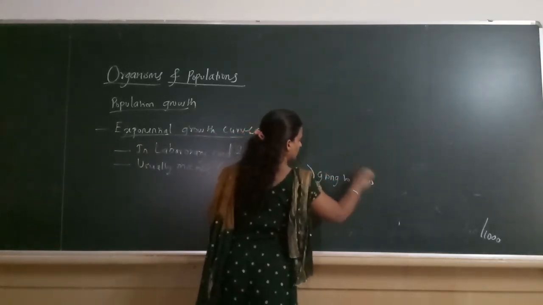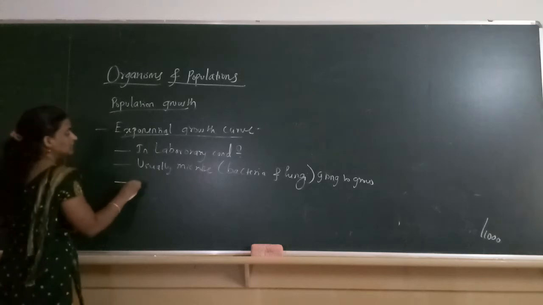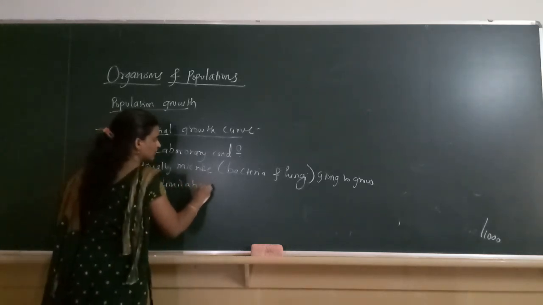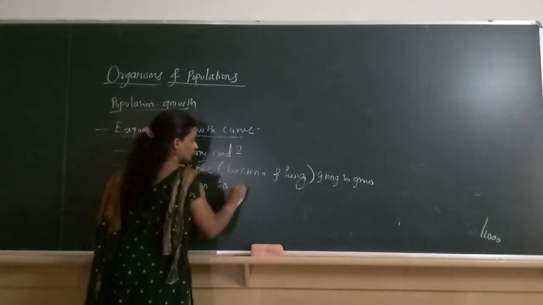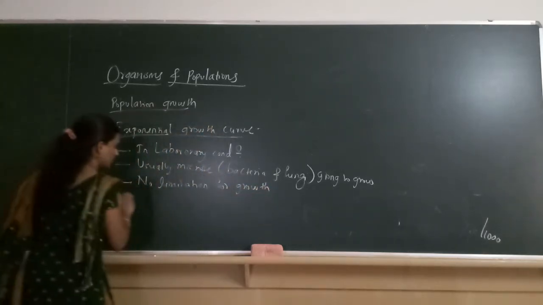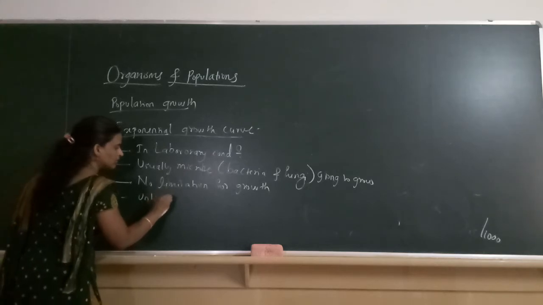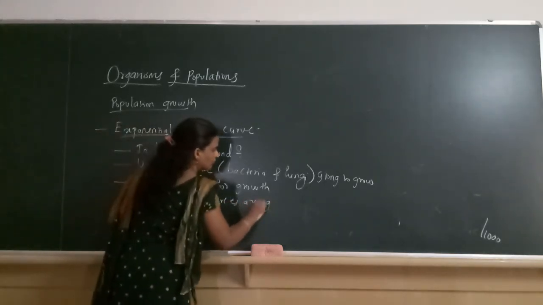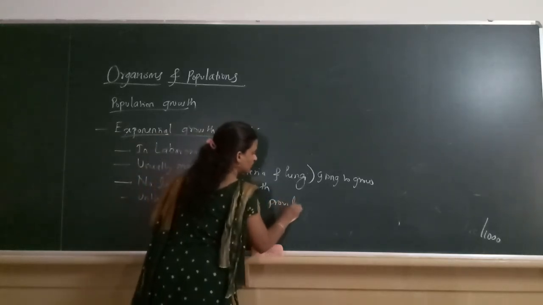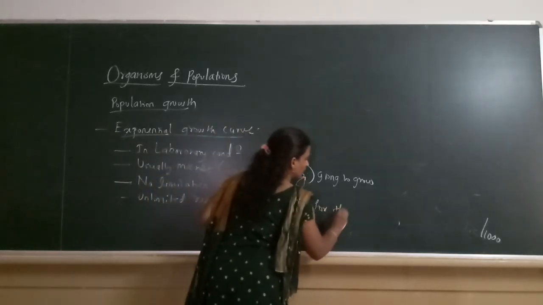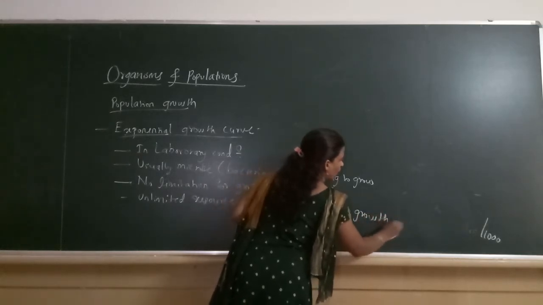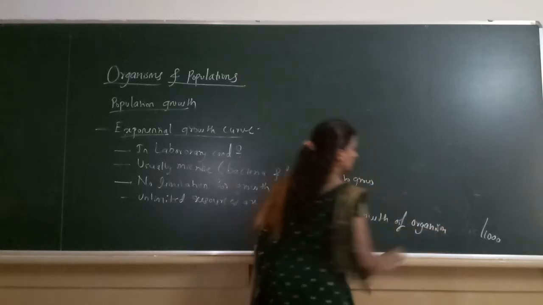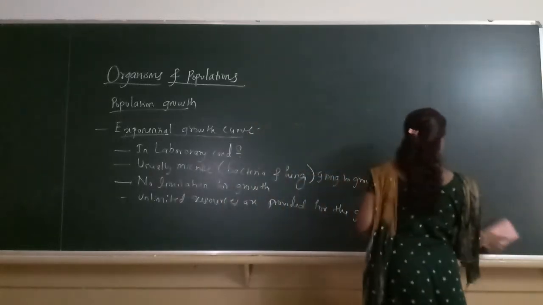Okay, bacteria and fungi are going to grow. Okay, and next one, here there is no limitations for growth. Means unlimited resources are provided for the growth of an organism. Unlimited resources. Resources refers to what?